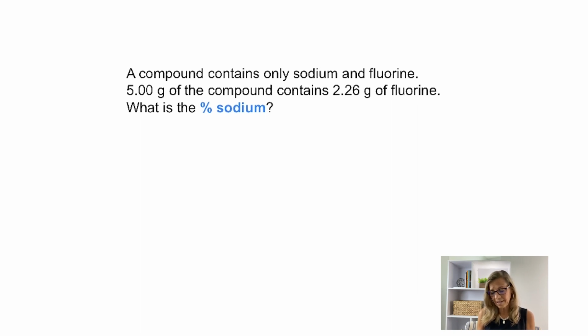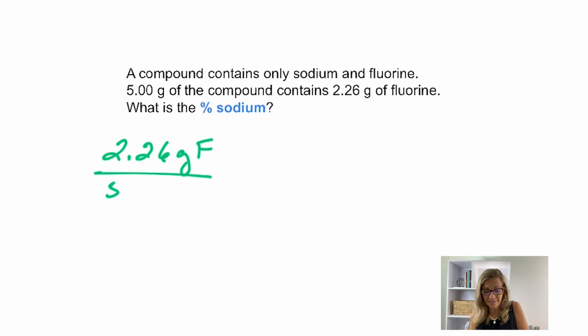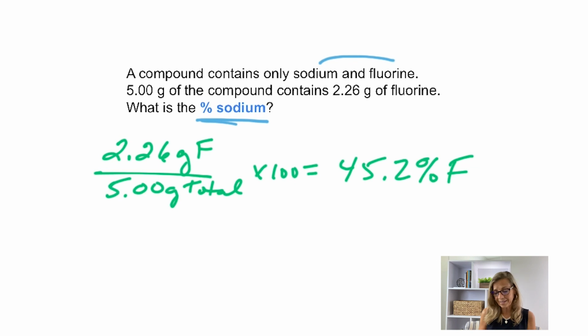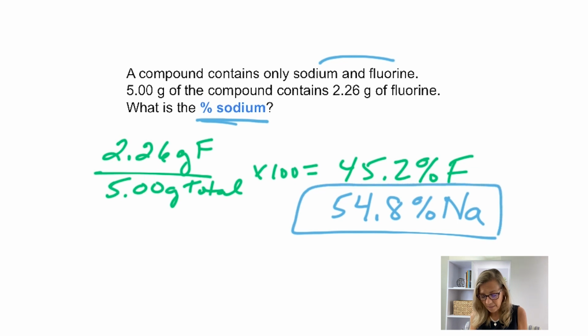Well, I don't know how you see it, but I think I can find the percent that is fluorine really quickly. I know there's 2.26 grams of fluorine divided by total times 100. That would give me 45.2% fluorine. But that's not what the question was. The question was, what's the percent sodium? Well, if it only contains sodium and fluorine, then I know that 100 minus the fluorine percentage would give me the sodium, which is 54.8% sodium.